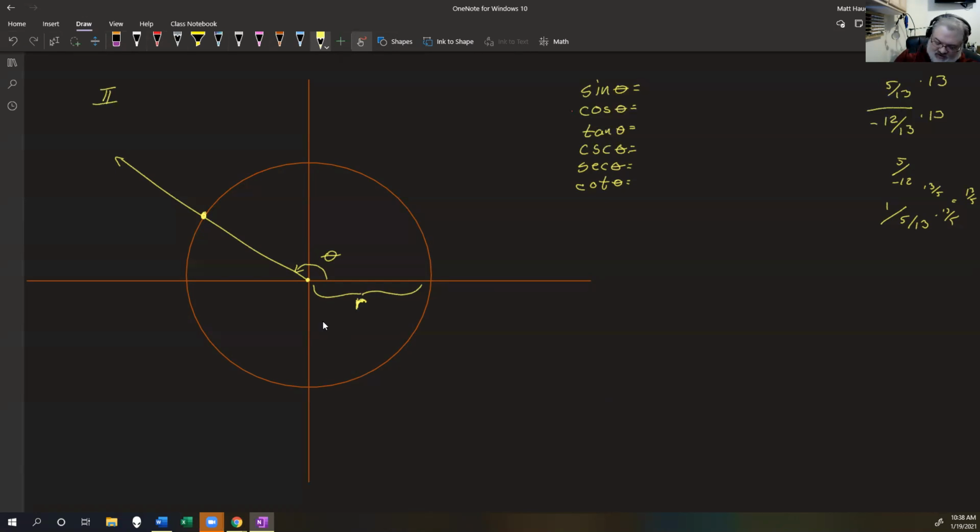So let's say it was radius r, and let's say we have a point out here somewhere. Let's say it's the point -3, 4. And we want to figure out what the sine, cosine, tangent, cosecant, secant, and cotangent are for this angle with that point of intersection. Well, first and foremost, can we figure out what the radius is given that point -3, 4? So can we ask here, what is r? Yes, no, or maybe?